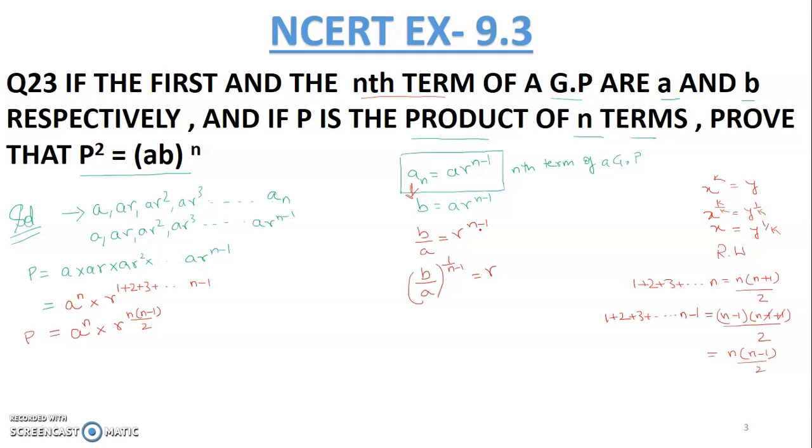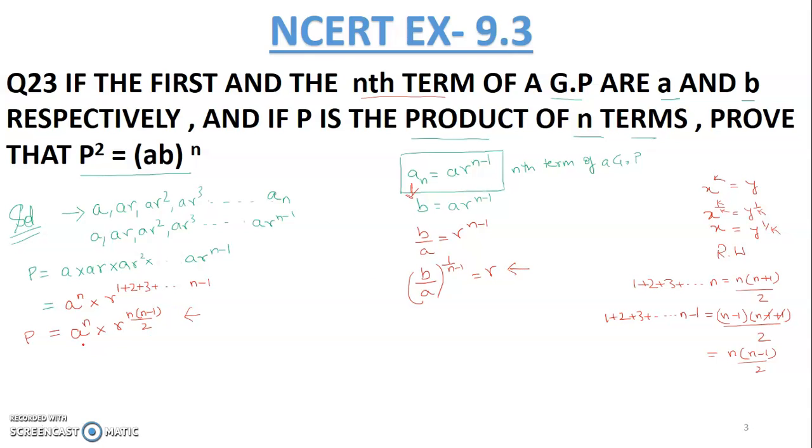Okay, r raised to the power n minus 1. I have to make r raised to the power 1. So how will I make 1? By dividing by n minus 1. Okay, because I need to get the value of r here, to substitute here. So dividing by n minus 1, r is equal to b upon a raised to the power 1 upon n minus 1. Now this value of r we will substitute in this equation. This value of r substitute here.